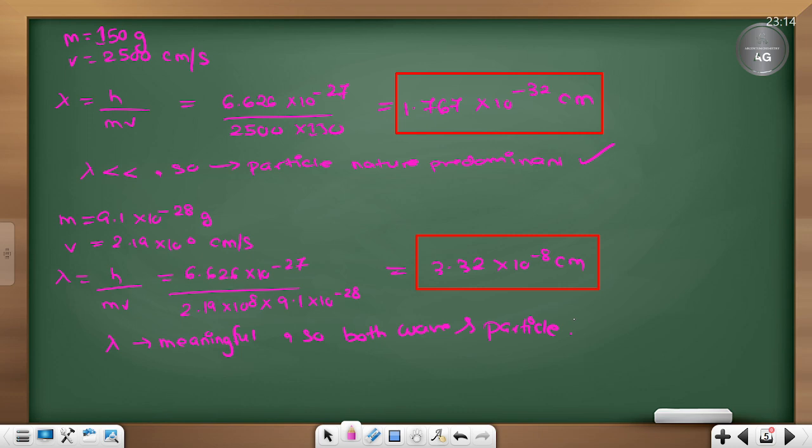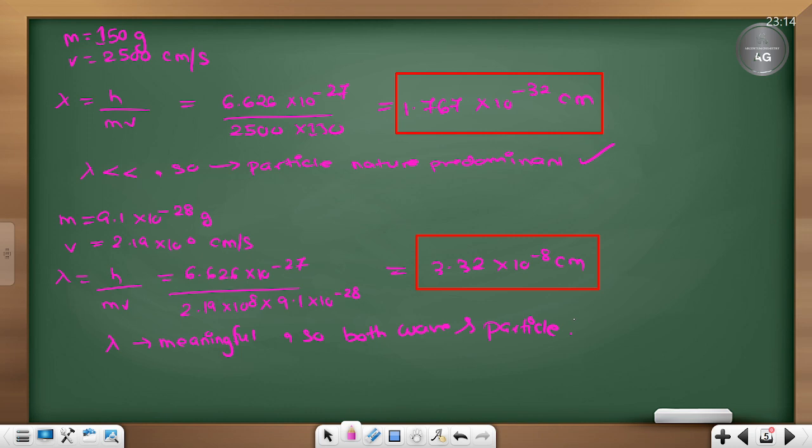Clear? You have seen the difference in case of a bigger object. You can see it is very less wavelength, so we are not considering the wavelength part. Clear? But here in this case, it is going to be meaningful. So we will be considering both wave and particle nature.